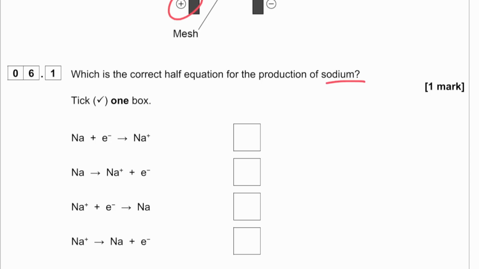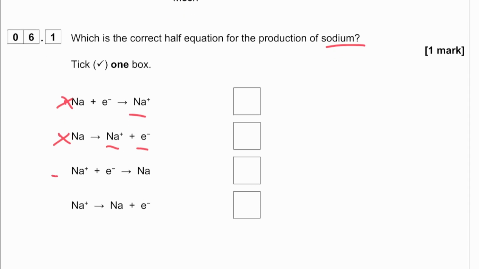So here it's kind of given us a clue. We want to produce sodium. So any of these equations that don't produce sodium are not going to be relevant. So here, this doesn't produce sodium, it produces sodium ions. This doesn't produce sodium, it produces sodium ion plus an electron. This one does produce sodium, and this one does produce sodium. So we immediately can narrow it down to 2.